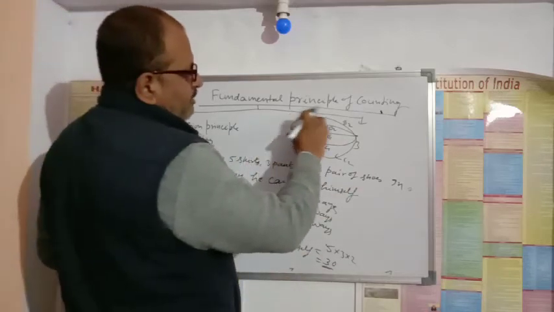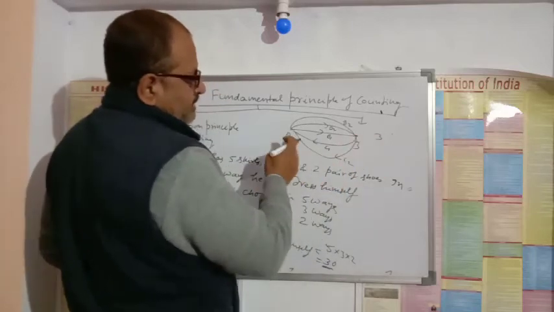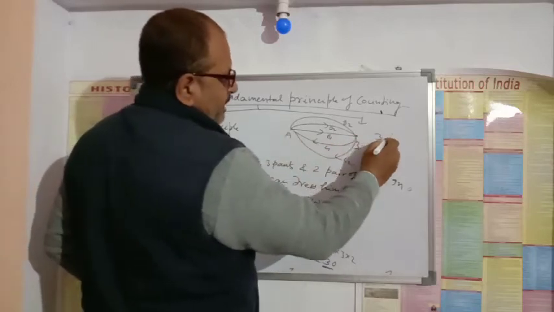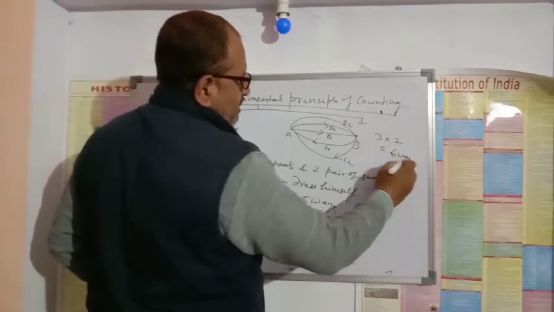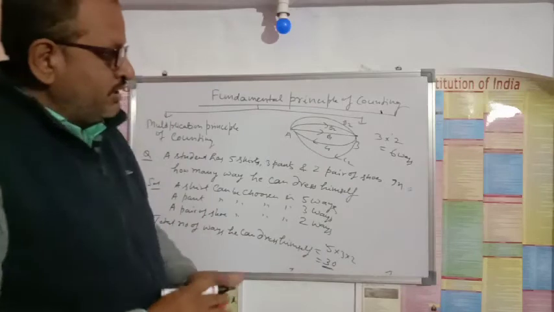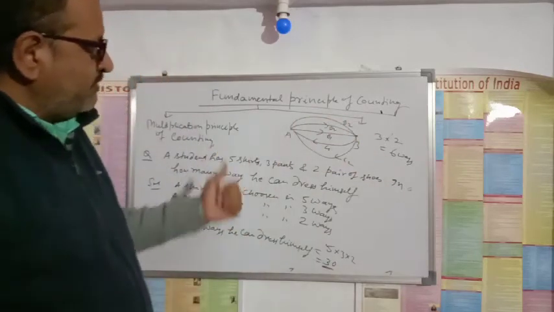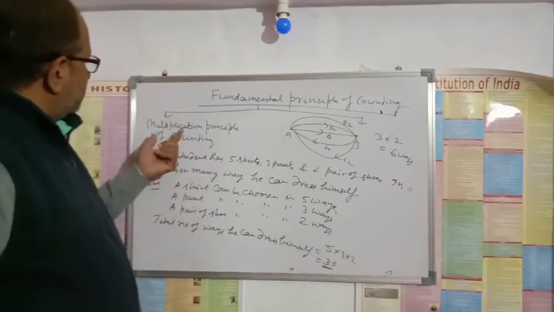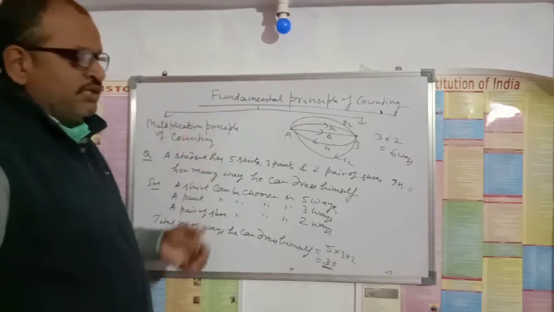So he can go from A to B by three ways, and in the return journey he can do it by two ways. So total 6 ways. So total in 6 ways he can complete his journey. So in this way we can apply the fundamental principle of counting in the problem.